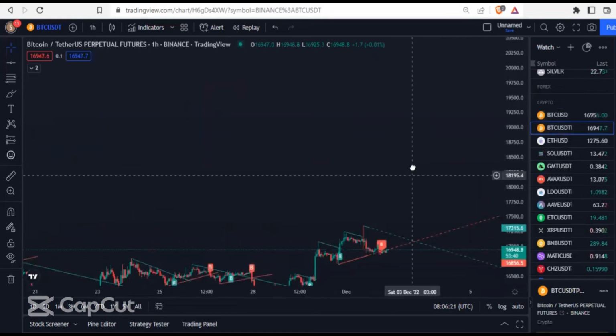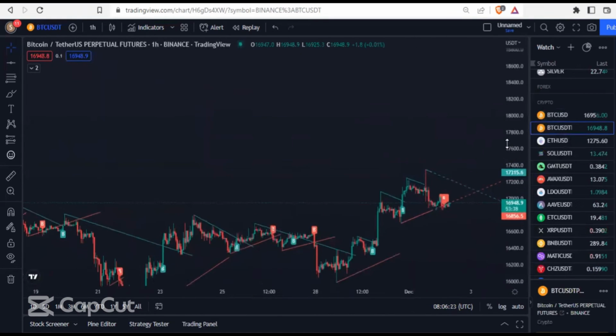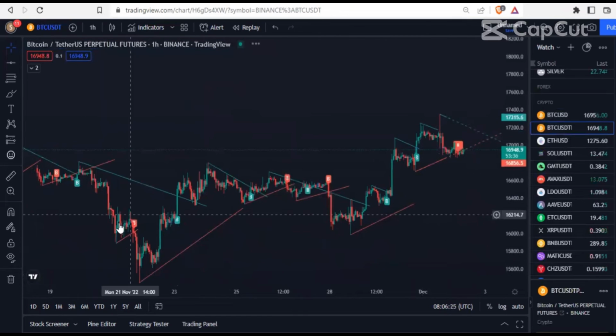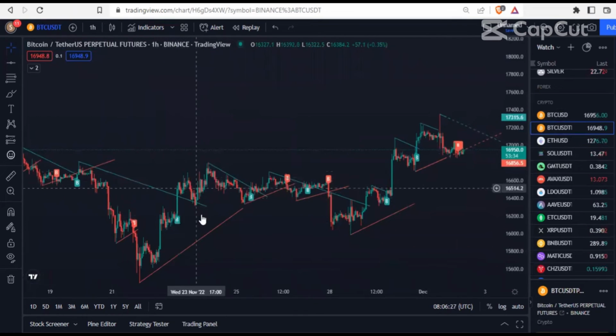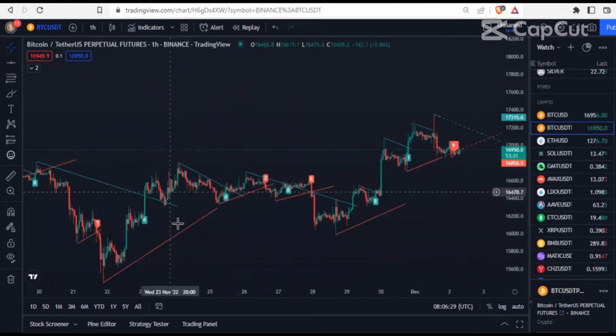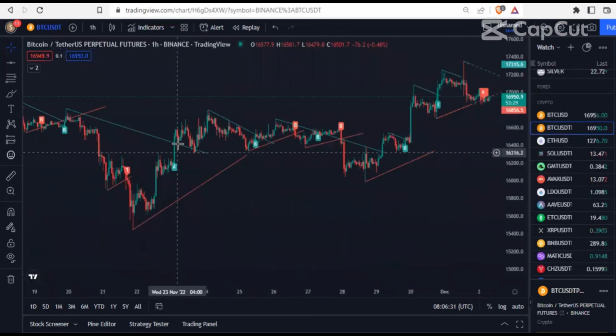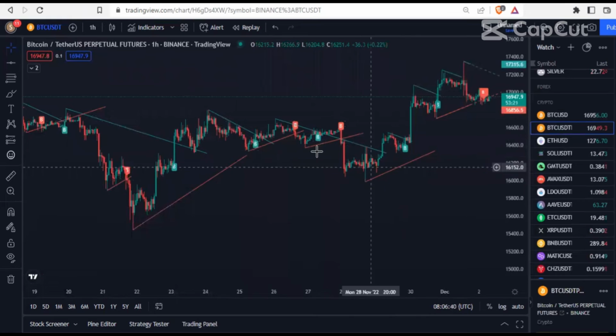The 1 hour here, you can also see the 1 hour is still the same thing. Though the breakouts are small, here you will be able to confirm the retest very well. You can see here, after this long breakout, there was a retest here.